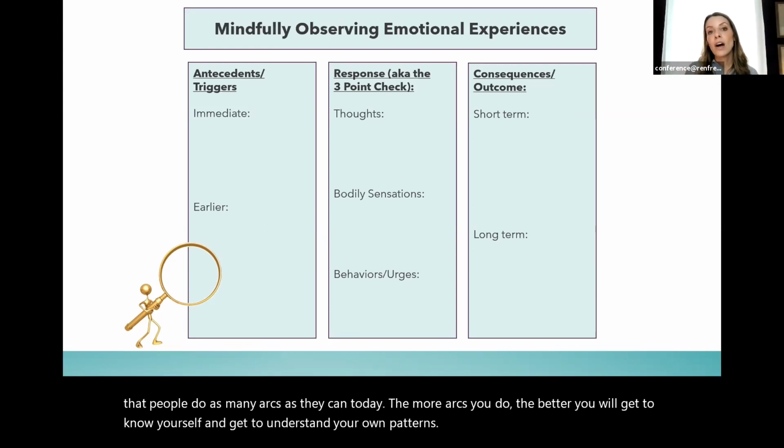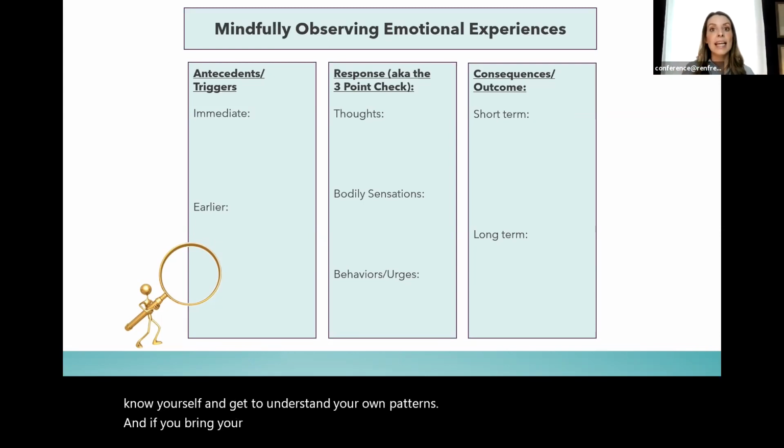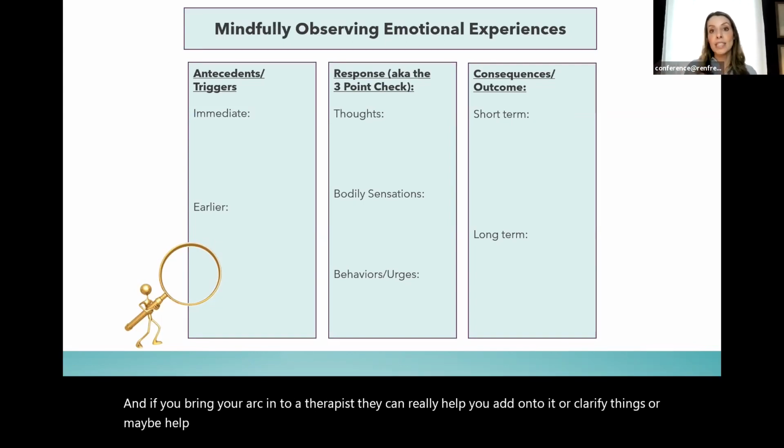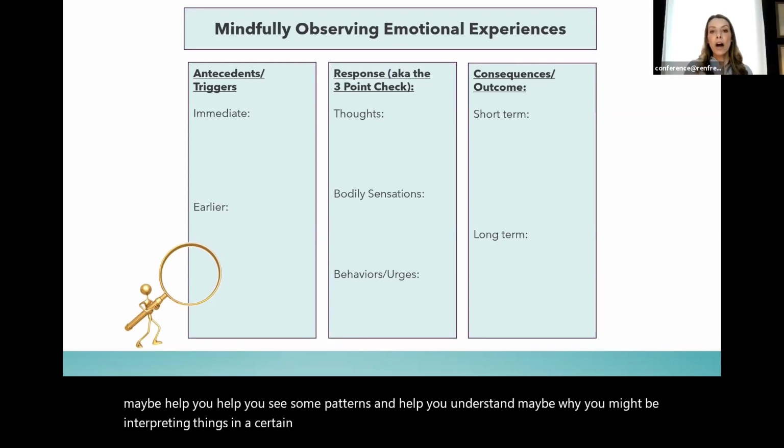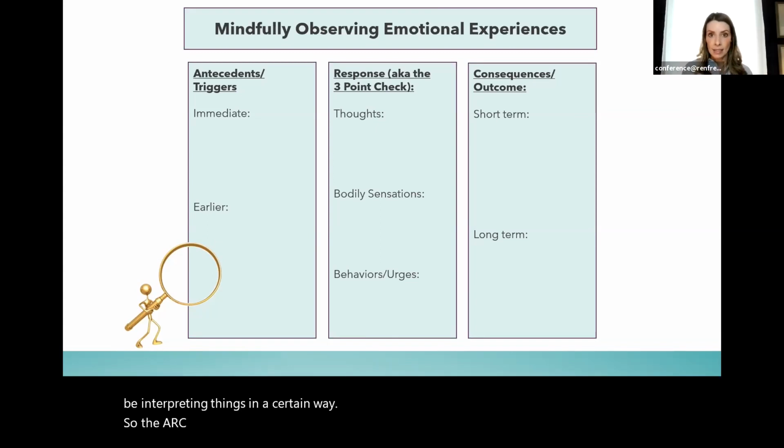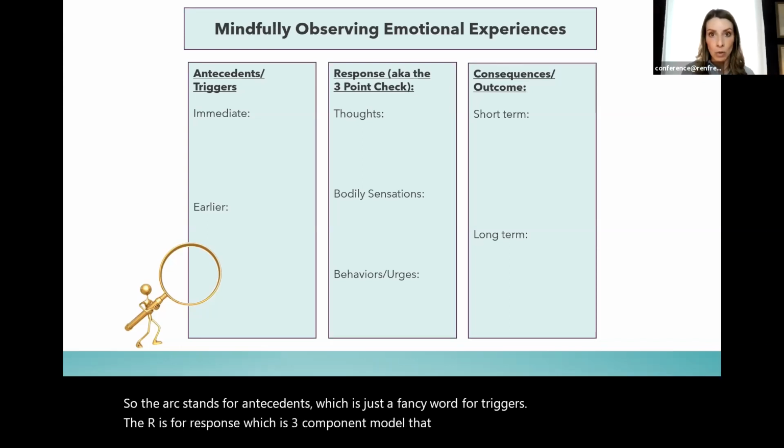And if you bring your ARC in to a therapist, they can really help you add on to it or clarify things, or maybe help you see some patterns and help you understand maybe why you might be interpreting things in a certain way. So the ARC stands for antecedents, which is just a fancy word for triggers. The R is for response, which is the 3-component model that we've been talking about this whole time.